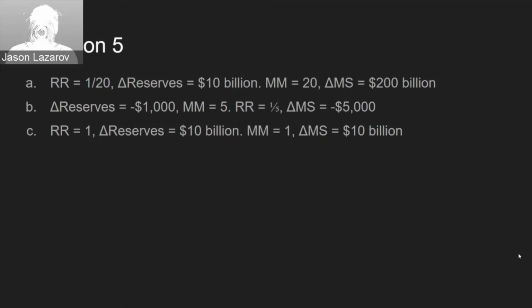For 5C, we are given a reserve ratio of 100%, which is equal to 1, and a change in reserves of, again, 10 billion. This means that the money multiplier will be 1, which is the inverse of the reserve ratio. And the change in money supply is, again, 10 billion because 1 times the change in reserves.